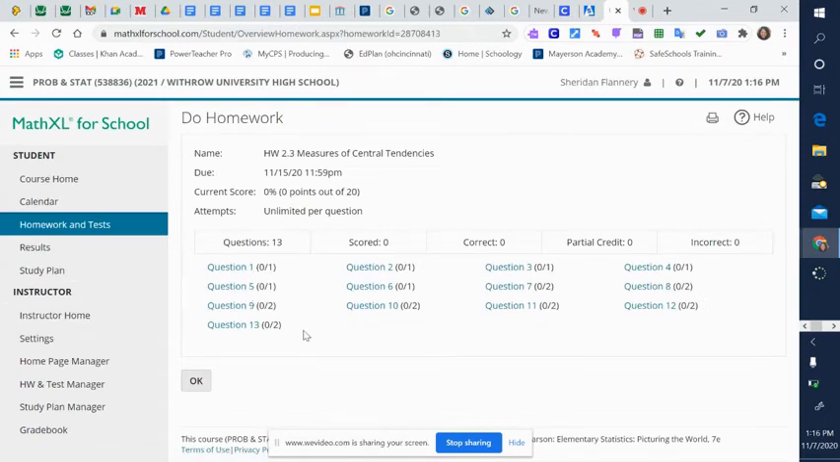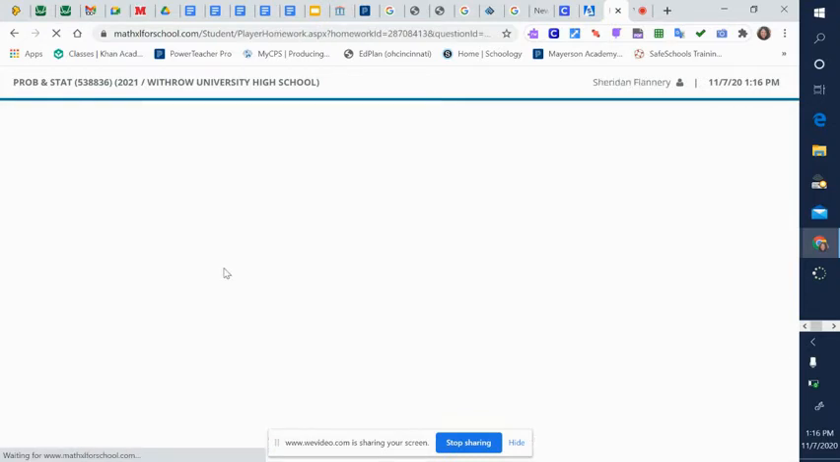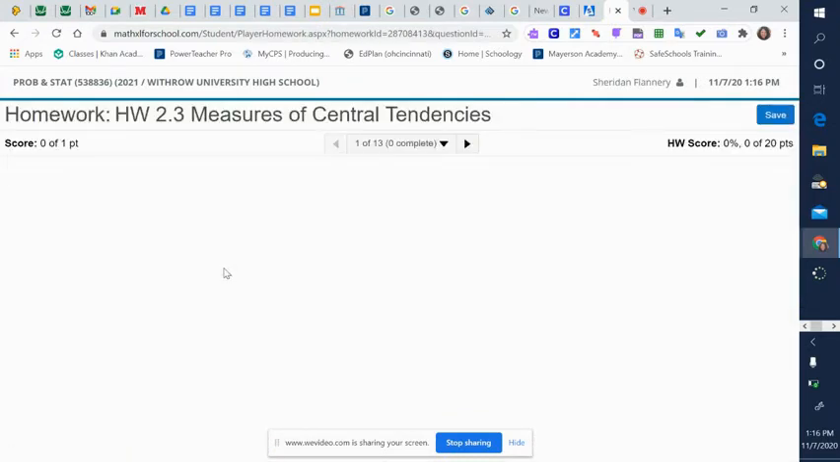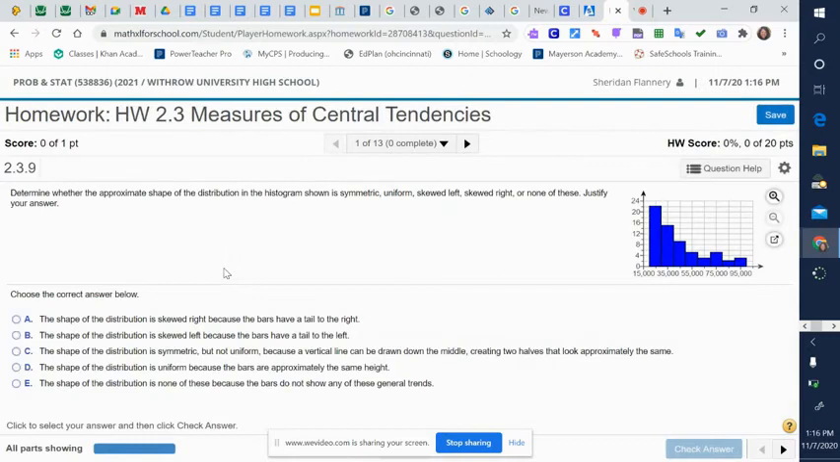And I'll just do a couple of these. I'm going to pick one every other one. So we're going to start with question 1. It says, determine whether the approximate shape of the distribution is symmetric, uniform, skewed left, skewed right, or none. And then tell me why.